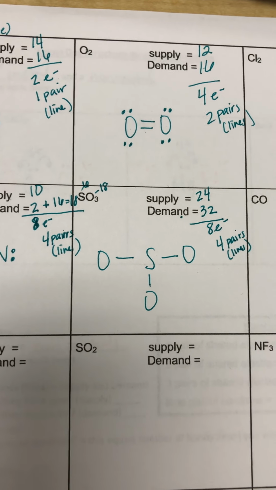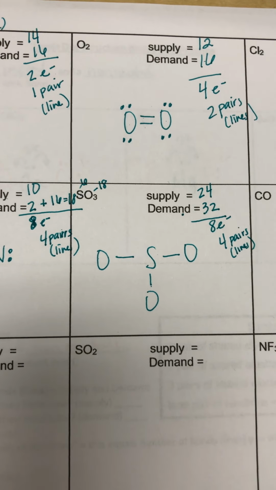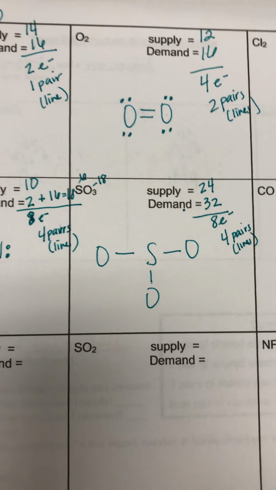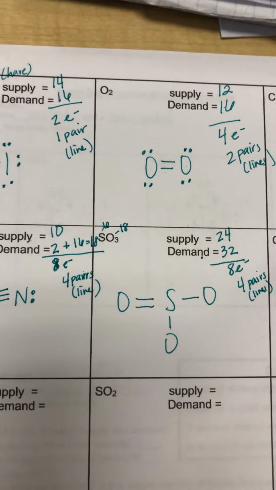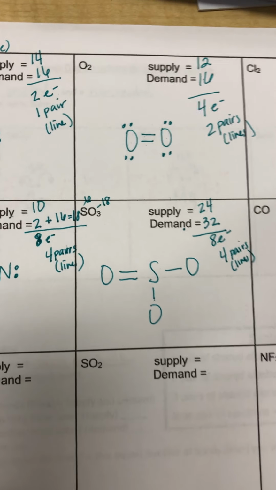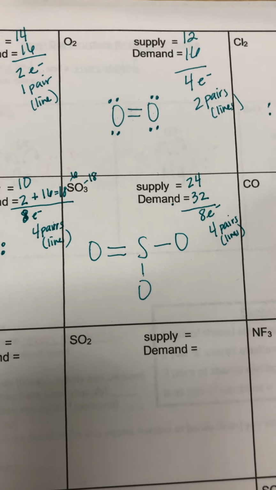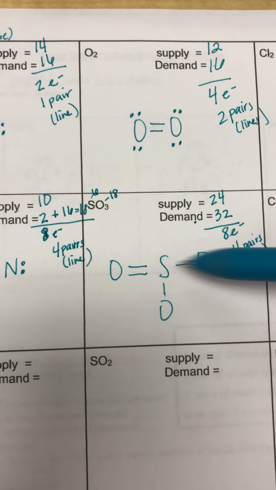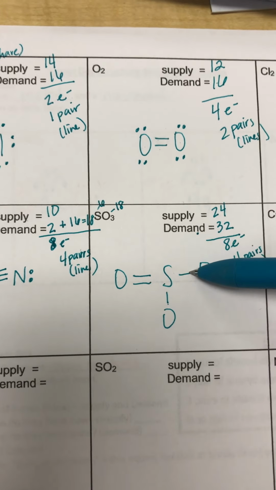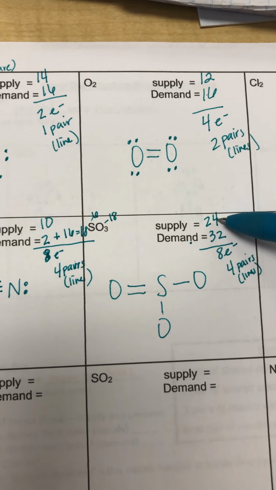Here it doesn't matter because I don't have a hydrogen. Remember, hydrogen is the only thing that can have 1 line. So I'm just going to put it right here. Like I said, it doesn't matter. They're all oxygens, so you can just pick one. Now let's see how many electrons I have. I have my four pairs, so 2, 4, 6, 8, but I need 24.